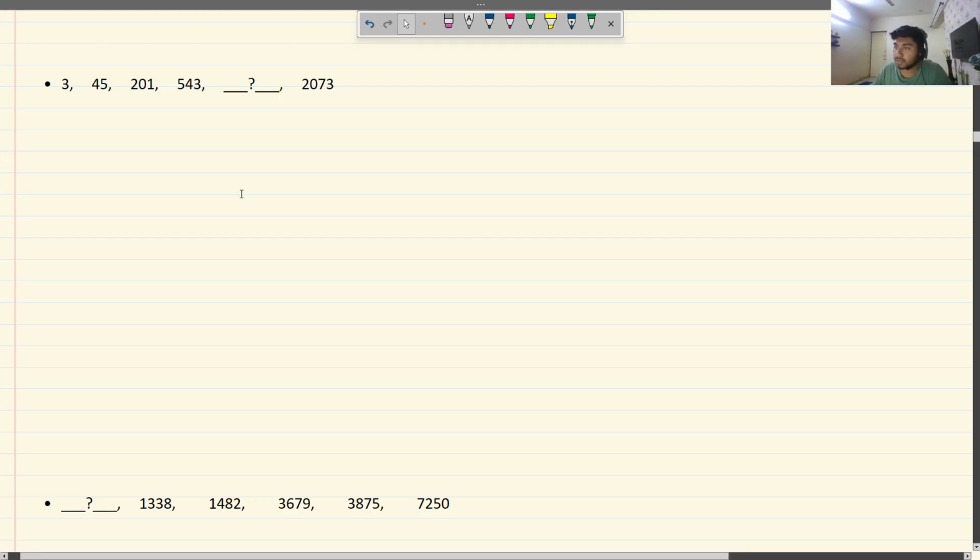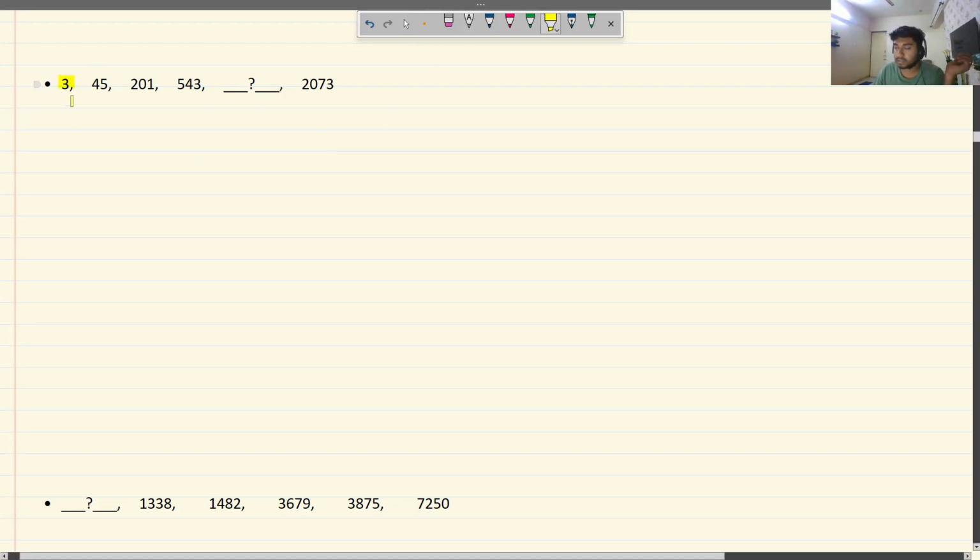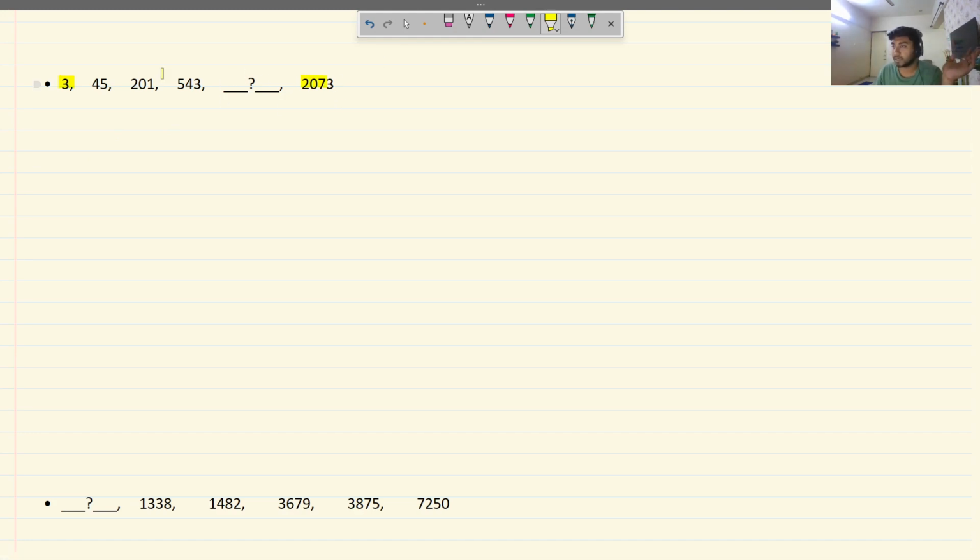Yes, let's do this question. So I can see from observation that it's starting with a small number, 3, and going up to 2000 plus. So it's a very huge jump towards the later part. So 45, 201, it's jumping quite a bit, but in the later part the jumps are huge, that it has reached by the end 2073.